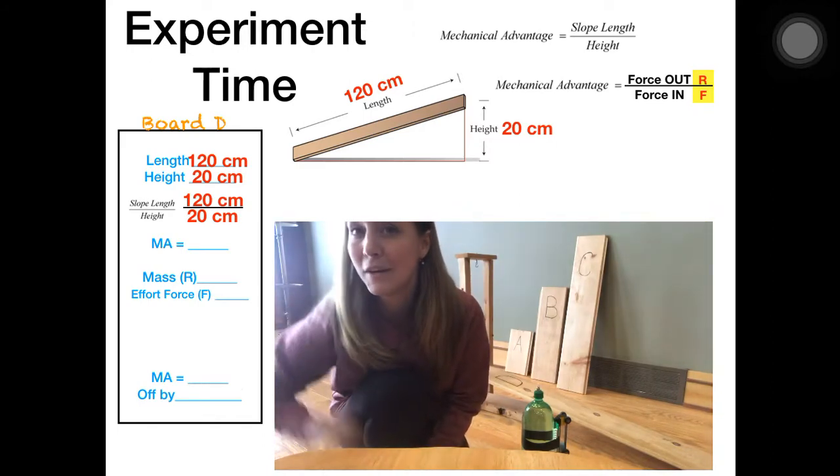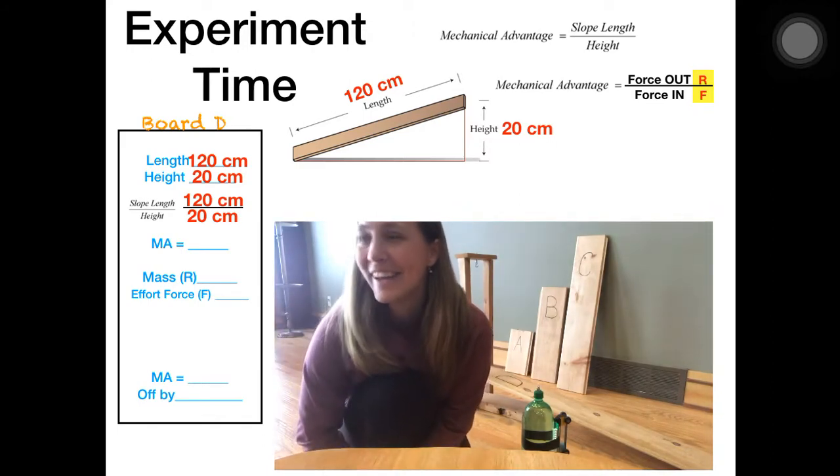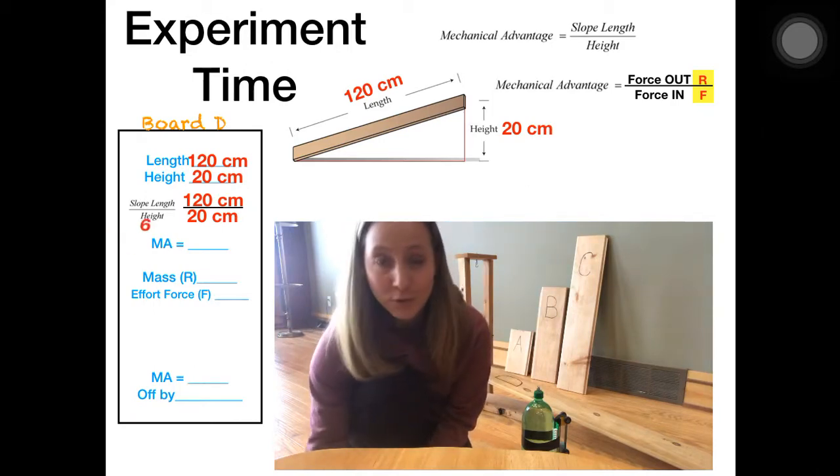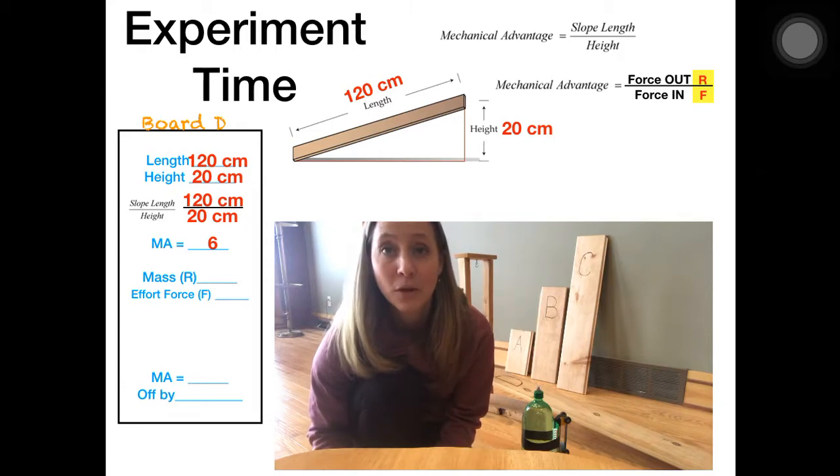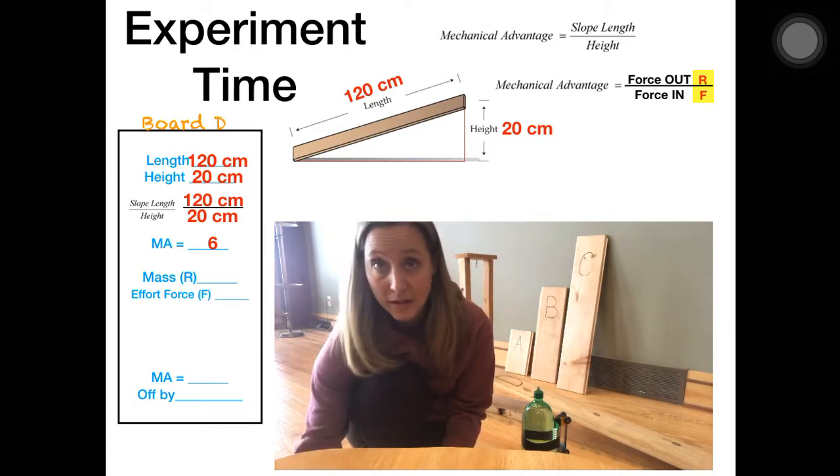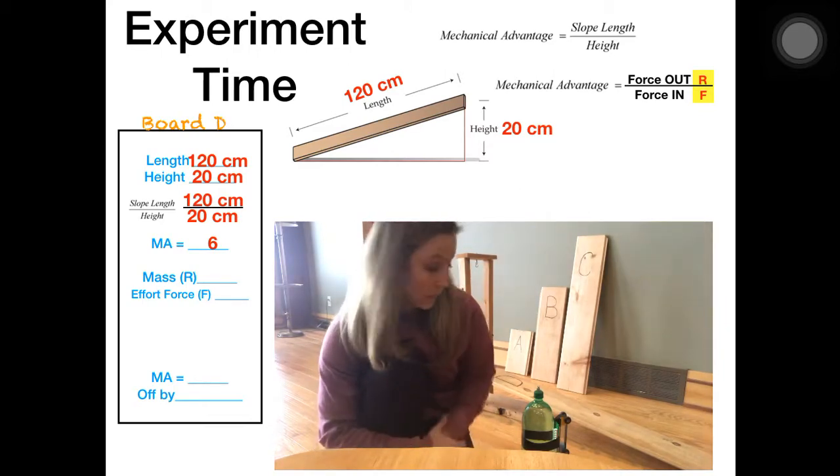And if you said, what is it, 120 divided by 20? Yes, you're right, it is 6. Because 12 divided by 2 is 6. And so 120 divided by 20 is 6. So our mechanical advantage here, what we're finding is 6 for this longer board, okay?